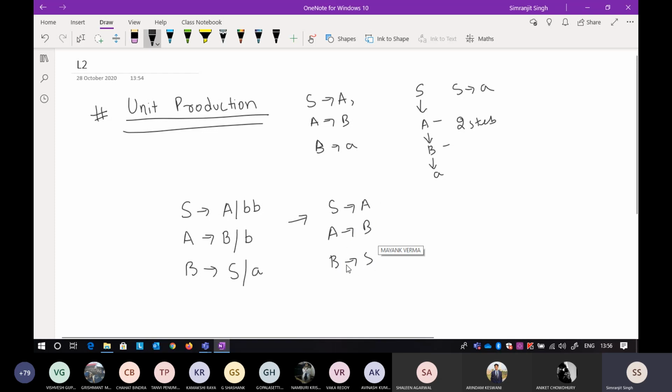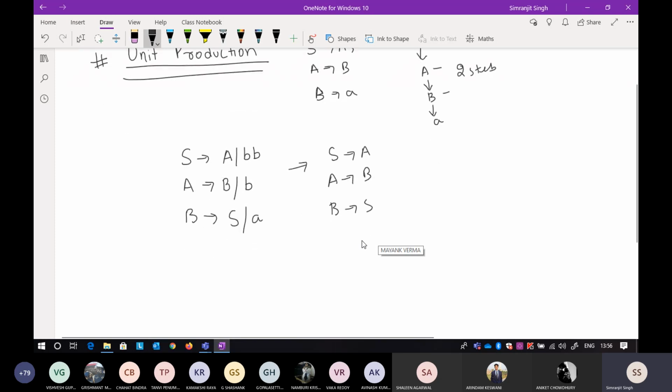I do not want these unit productions. So how can I eliminate these productions? So start with the S. Now see what S is deriving. S is deriving A, and then another one, bB. So this is a useful symbol. I want this, so don't worry about that part now.